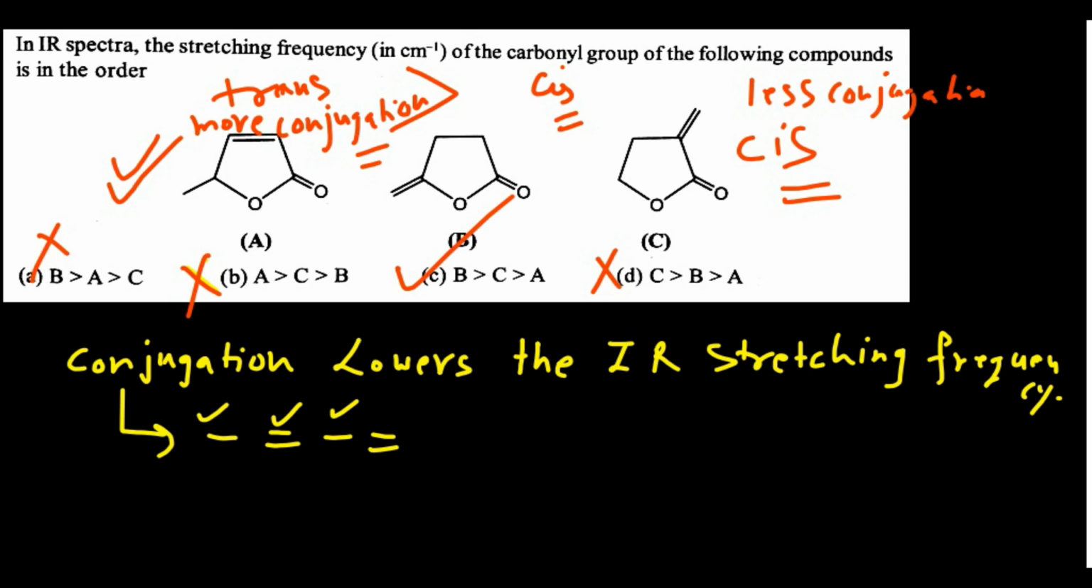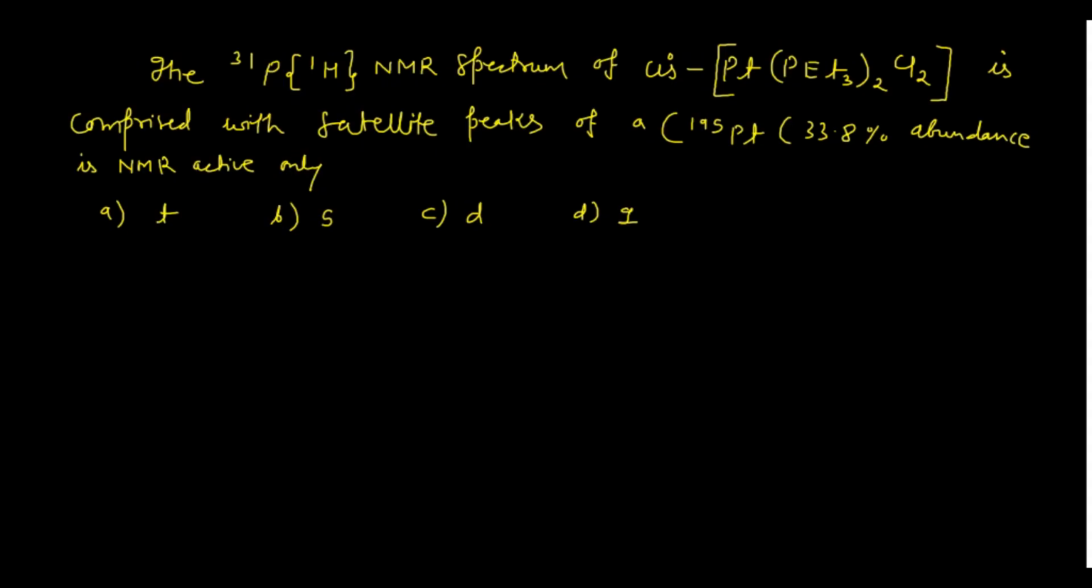Now moving to the next problem. Somehow I missed the screenshot of this problem, so I have written it by hand. So what it says is that the phosphorus decoupled proton NMR spectrum of cis diethyl phosphine dichloroplatinum compound is comprised of satellite peaks of 195 platinum, 33.8% abundance, which is NMR active only. So you can close this one.